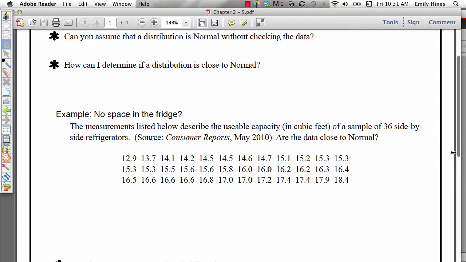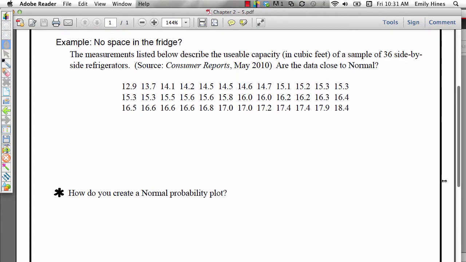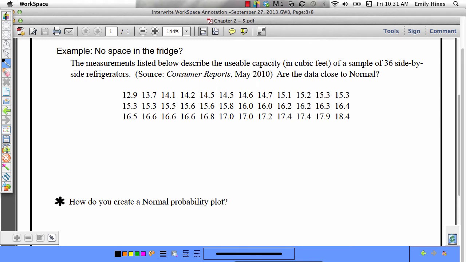This is a sample of 36 side-by-side refrigerators, and they describe the usable capacity. This is from Consumer Reports. And we want to know, is this data close to normal? So I'm going to put this into a list in my calculator, and I'm going to do one variable statistics. It tells me that my mean is 15.825 and my standard deviation is 1.217. Notice the s and the x bar because this is a sample.